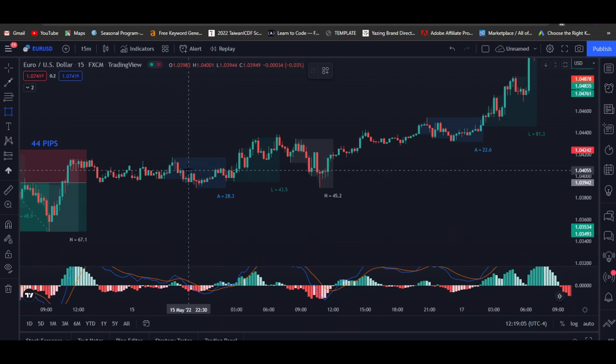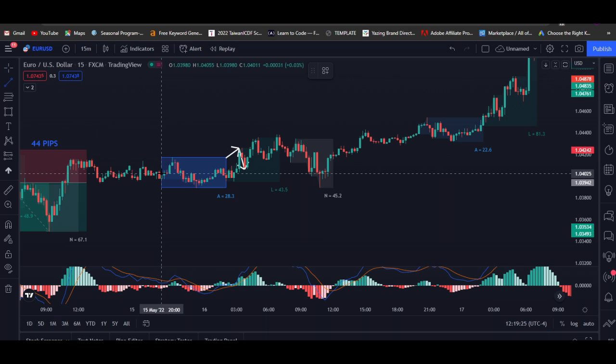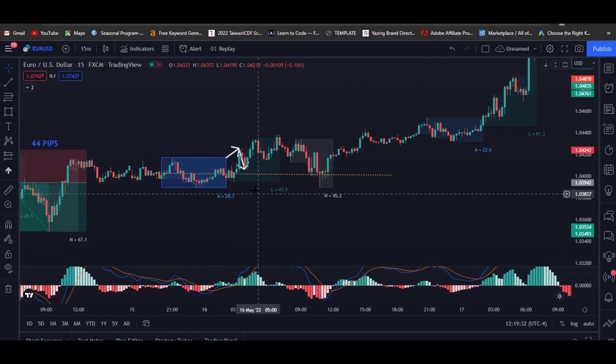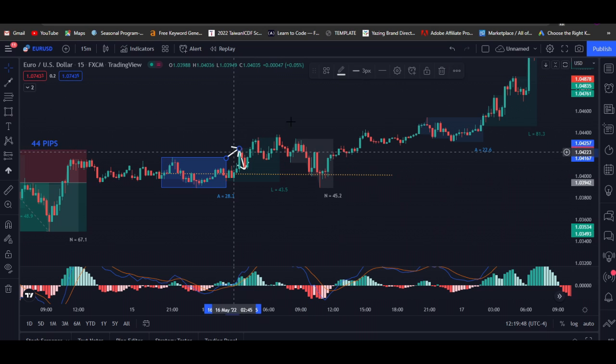Let's just draw the Asian box to make it clear. As you can see, price went up above the Asian box. I'm missing the middle of the Asian box, somewhere around here. Okay, price went up above the Asian box, dropped down, bounced off the middle of the Asian box, then went up. But let's see if that would hit our stop loss or if it was a profit. Can't remember.